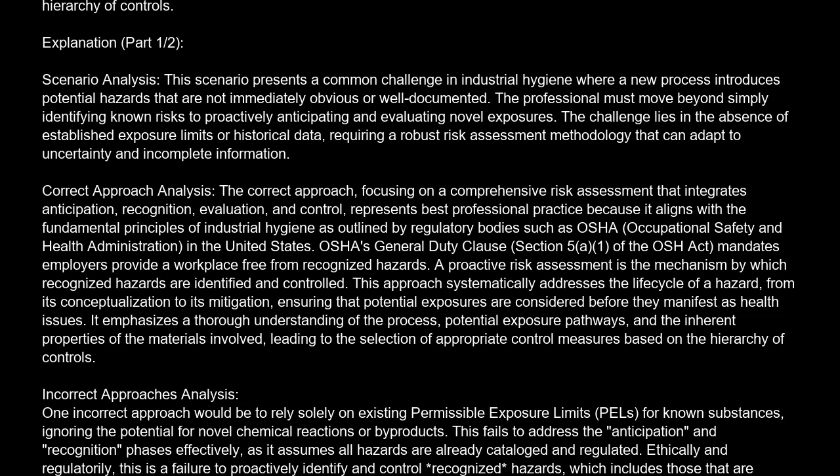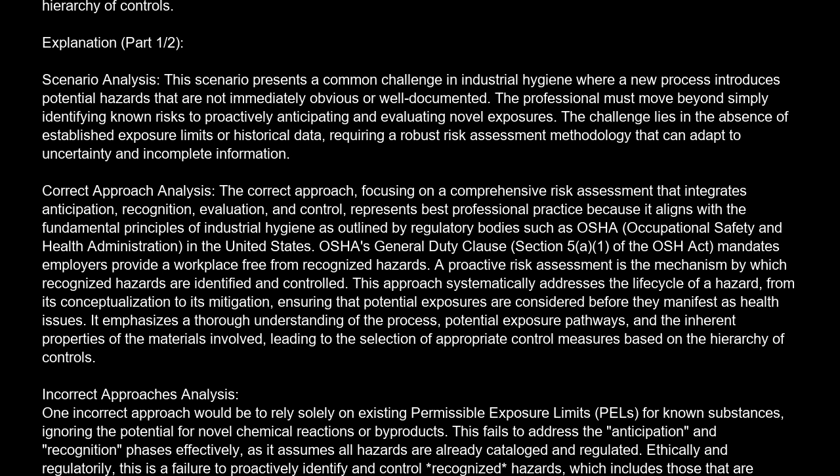The correct answer is C. Conduct a comprehensive risk assessment that prioritizes hazard anticipation and recognition, followed by a qualitative, and, where necessary, quantitative evaluation of potential exposures, and the implementation of controls based on the hierarchy of controls.